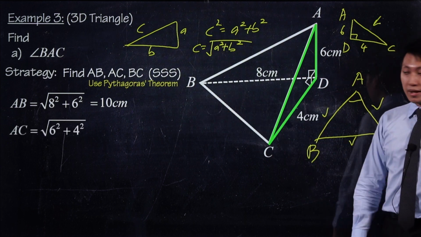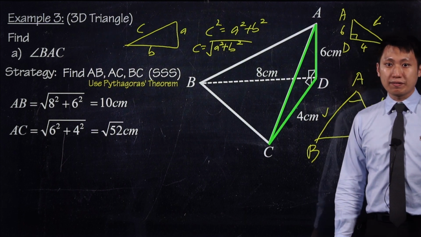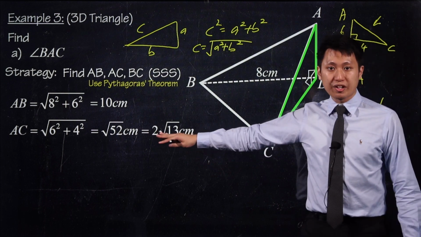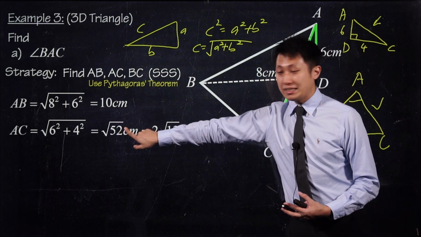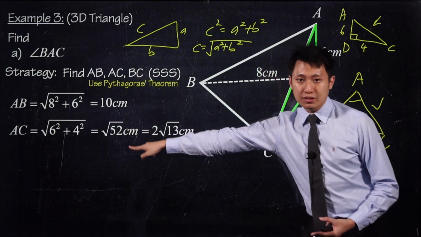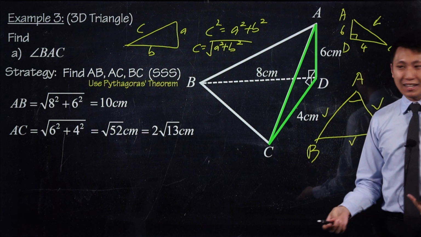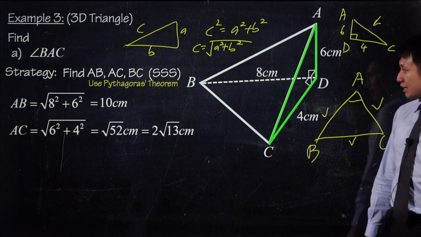AC is the square root of 6 squared plus 4 squared. It's not a nice one, it's the square root of 52. Square root of 52, you can actually simplify it. I'll just write the simplified version, but if you're going to use the number, you're going to use this one easily. This is easier to use than this one. But if you want to present it nicely, you present it in this way. Okay, all right, next, last one.